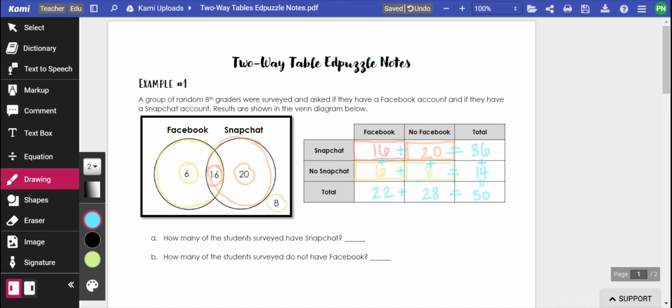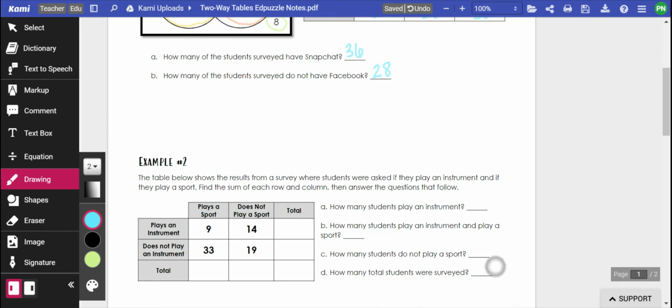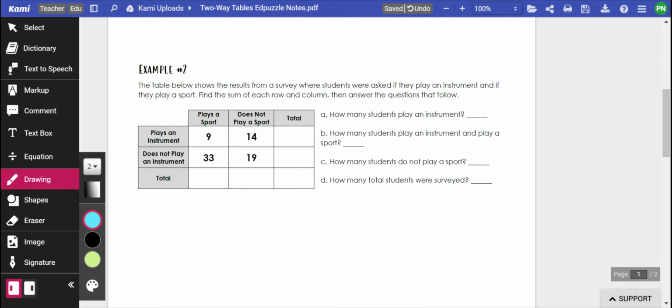Okay, so now let's answer the two questions. How many of the students surveyed have Snapchat? So again, we're looking at a total in that case. So we're going to look at Snapchat. In total, we had 36. And then how many of the students surveyed do not have Facebook? So do not have Facebook. In total, we have 28. All right, so now let's go to our next example.